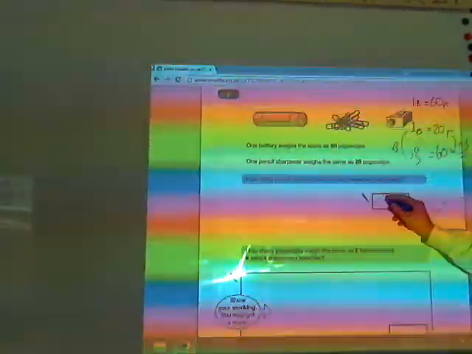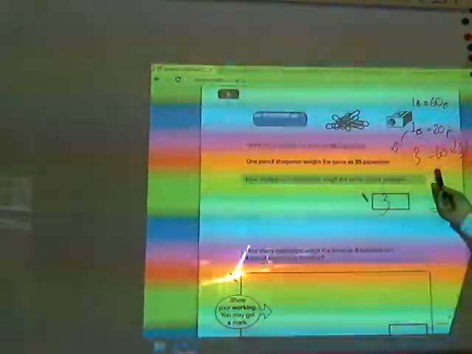So the question is, how many pencil sharpeners weigh the same as one battery? And the answer is 3. It's not about adding in this case, it's about multiplying. How many times more is it? This is called a direct proportion question, direct ratio.